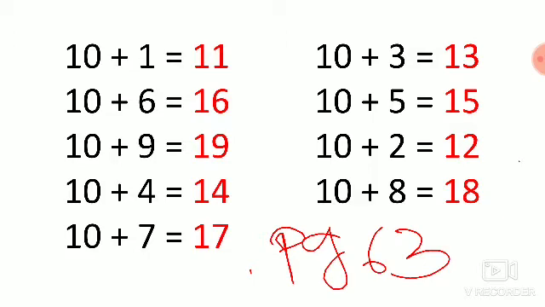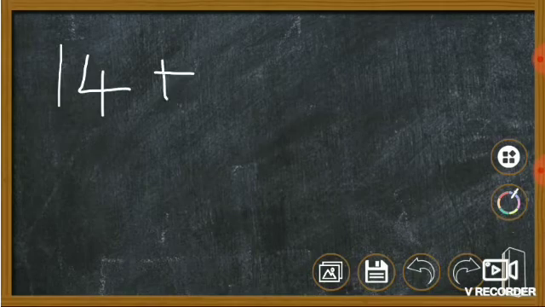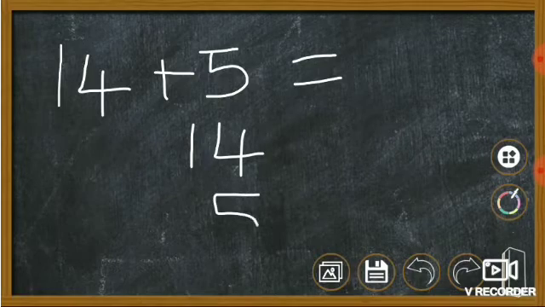Children, kindly copy down all the sums in your book and take a photocopy and send it to teachers. Next, we are going to see the book exercise in page number 64. This is also an addition. Kindly look at the board. We are going to add two different numbers.